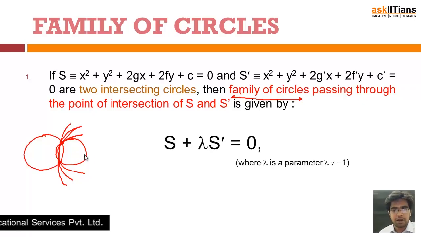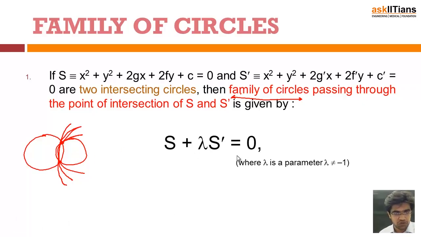That is why it is called a family of circles. The equation is given by S plus lambda times S dash equals 0, where lambda is a parameter which cannot be equal to minus 1, because if you do S minus S dash, then we know that you will get the common chord. So S plus lambda S dash equals 0 is the equation of the family of all those circles where lambda cannot be minus 1. Remember this condition. Obviously it's a 2-degree equation, and if you get any condition over these circles, then by that condition you can calculate the lambda and the exact equation of the desired circle.